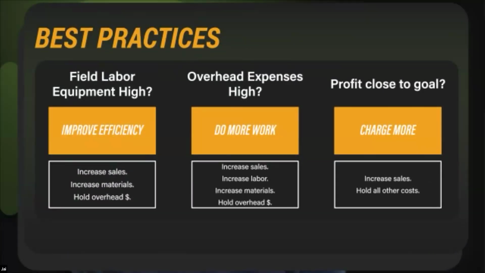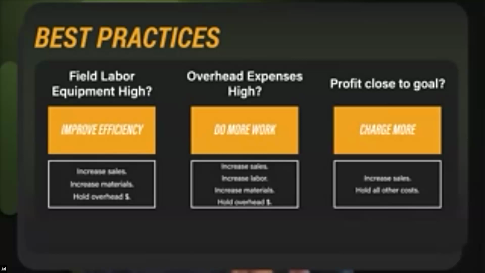Now, based on what you've analyzed from your profit and loss summary, if you have high field labor or equipment costs, you really want to improve on your efficiency, you want to increase your sales and materials, but hold on all of your other overhead costs. If your overhead expenses are too high, you want to do more work by increasing your sales, materials, and labor costs, but holding on your overhead costs. And if your profit is too close to your goal, simply charge a bit more. You can increase your sales and hold on all other related costs.